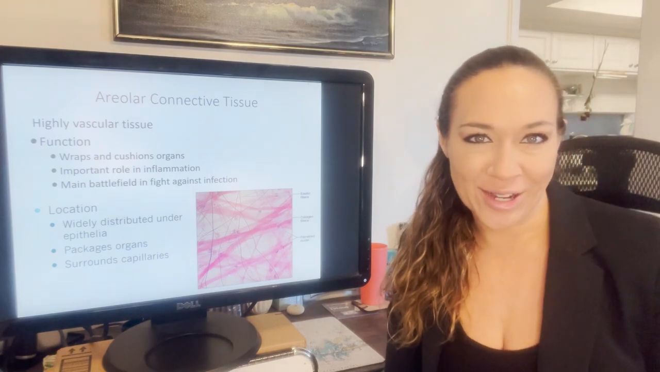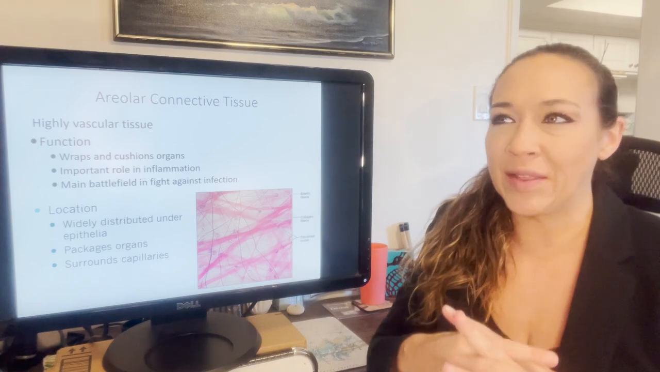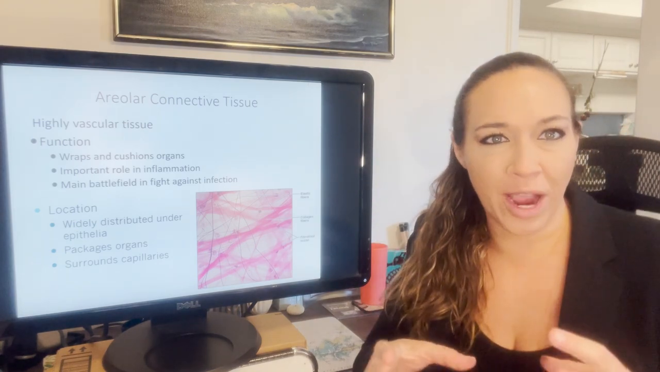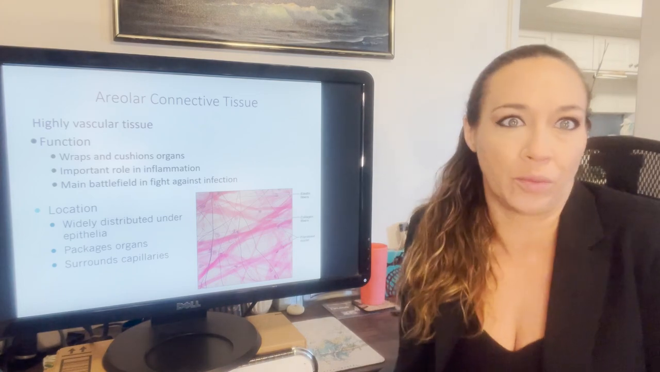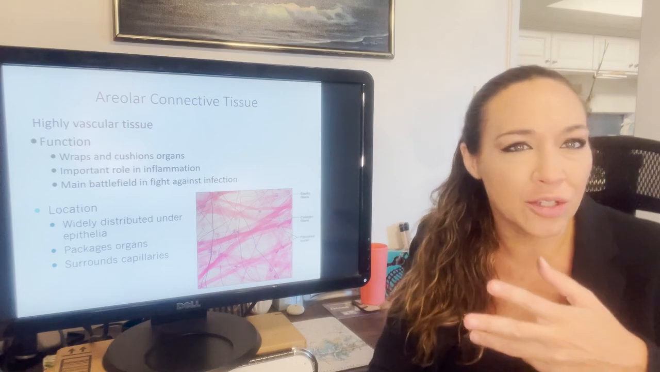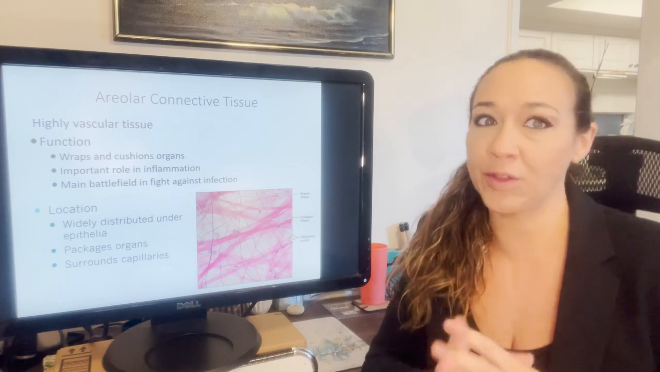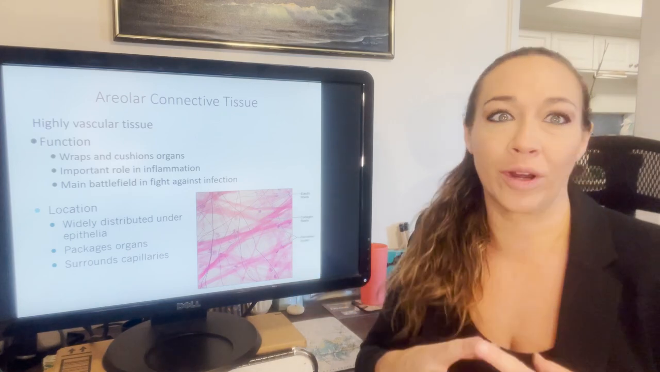All right, let's start talking about our areolar connective tissue. This is our first one, and this is a highly vascularized tissue, and that just means vascular system. Think your circulatory system, it's literally what that is. So we've got a lot of blood coming to this area. We've got a lot of oxygen, right? You've got a lot of circulation, and that's really important because these guys are going to protect your organs, right?